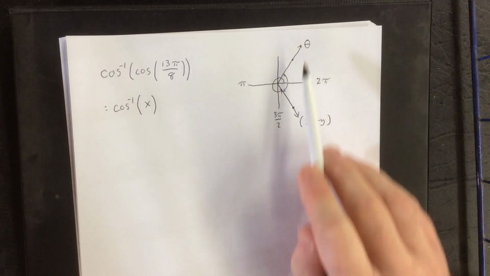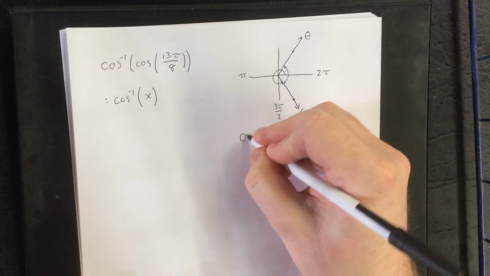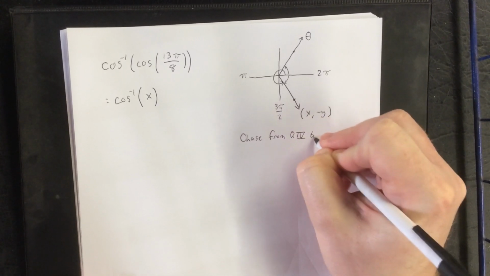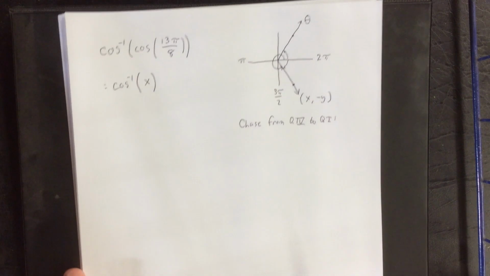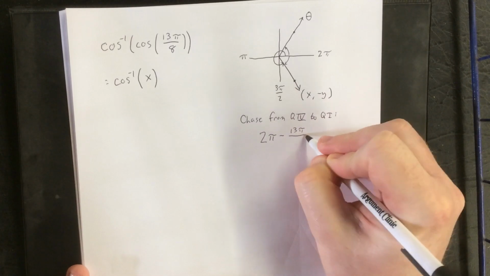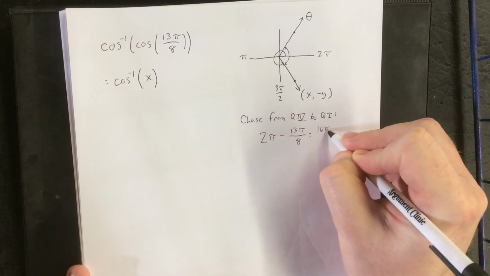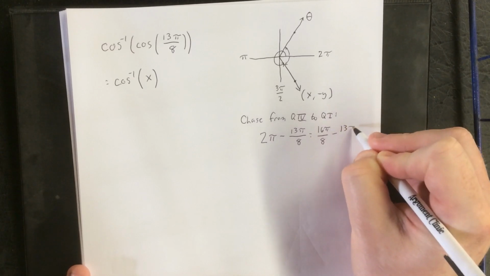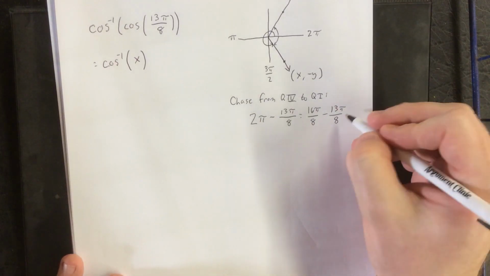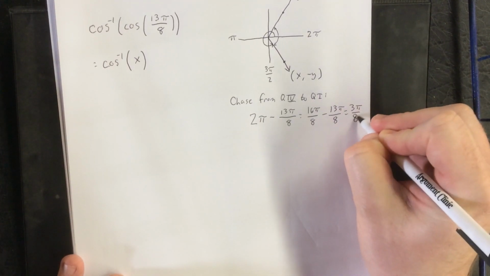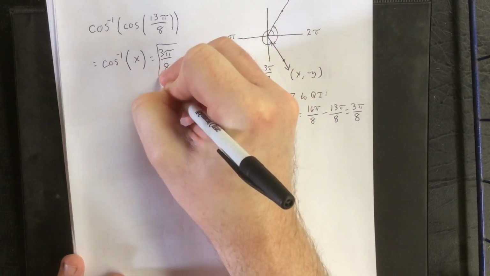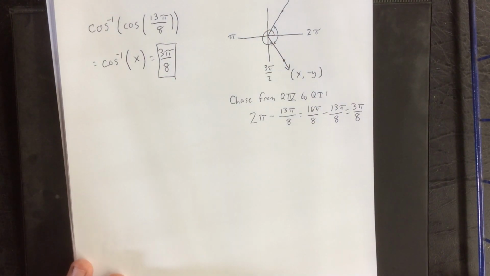Which means that I want to chase this angle from quadrant 4 into quadrant 1. The way that we do so is we take 2 pi minus the given angle. That'll give us our reference angle, and our angle will have been chased to quadrant 1. So this will be 16 pi over 8 minus 13 pi over 8 for an angle of 3 pi over 8. That is the angle that we were looking for.